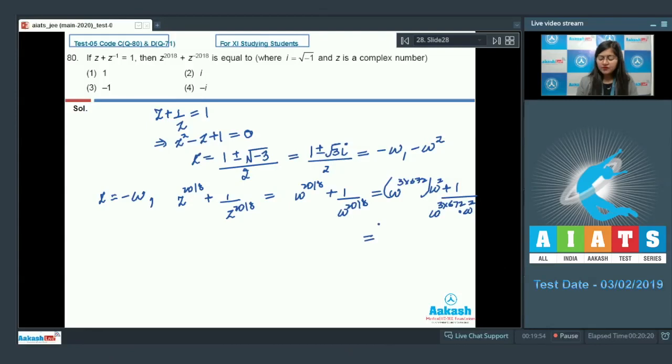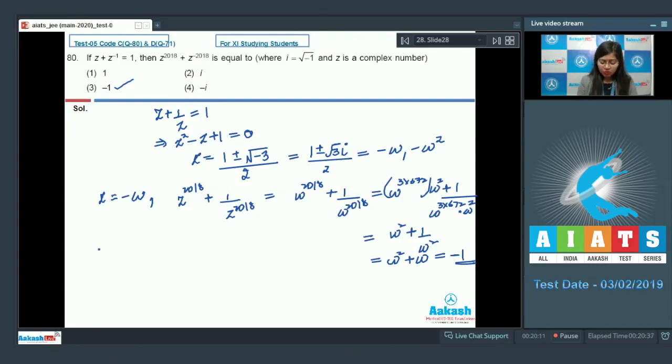Now, a multiple of 3 in the power of omega is always 1. So this can be written as omega square plus 1 upon omega square, which can be written as omega square plus omega, which is equal to minus 1. Right? That is given in option number 3.